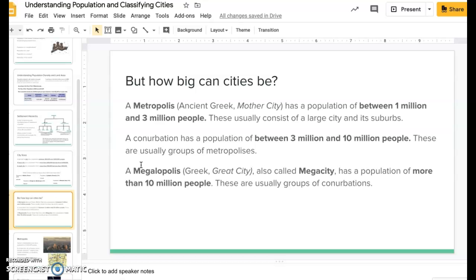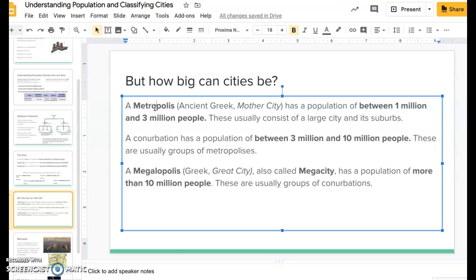Then after that, we have a term called a conurbation. This isn't a super important term, so don't worry about it, but it's just a city that has a population of between 3 and 10 million people, and it's usually a group of metropolises, okay? And then the other big important one I want you to know is megalopolis. We can also call this a megacity, but I like the way megalopolis sounds. So a megalopolis has a population of more than 10 million people, and so these will usually be groups of these conurbations, so groups of metropolises.